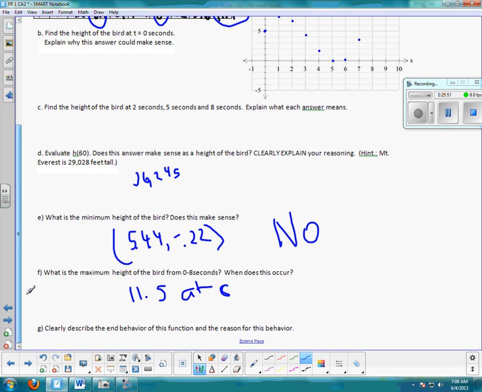Clearly describe the end behavior of this function and give a reason for this behavior. So the end behavior is that as x approaches negative infinity, the function approaches negative infinity, and that's because the graph will continue to go down. But as x approaches positive infinity, the graph will continue to go up, so it'll go towards positive infinity. All right, and that was polynomials.